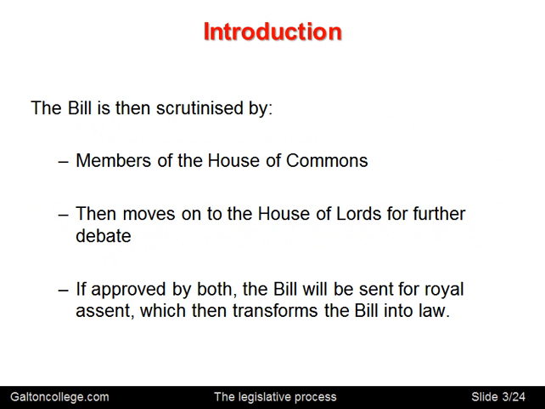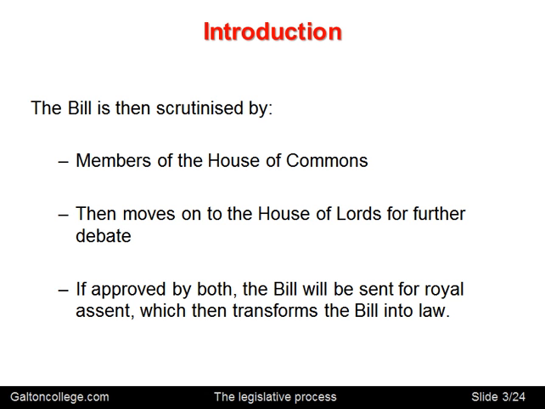The bill is scrutinised by members of the House of Commons. The House of Commons is the main law-making institution in the country. There are two parts to Parliament, the House of Commons and the House of Lords. The House of Commons is elected in general elections or by-elections. And because it is elected, it is the most powerful institution. The House of Lords is not elected, and therefore it is much weaker.